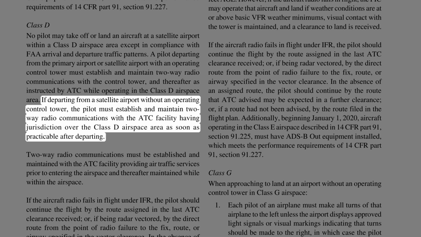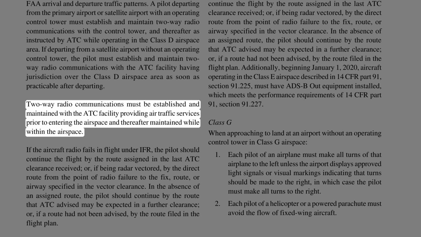If departing from a satellite airport without an operating control tower, the pilot must establish and maintain two-way radio communications with the ATC facility having jurisdiction over the Class D airspace area as soon as practicable after departing. Two-way radio communications must be established and maintained with the ATC facility providing air traffic services prior to entering the airspace and thereafter maintained while within the airspace.